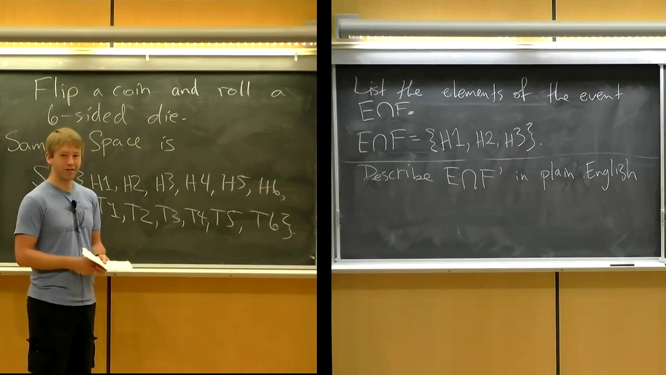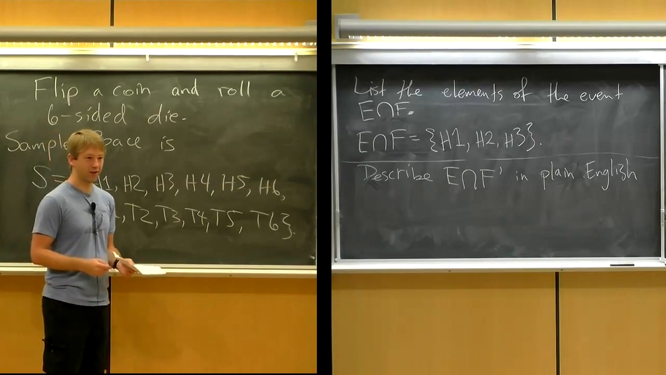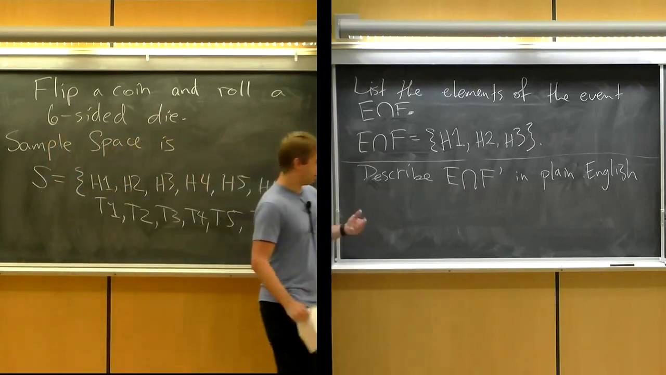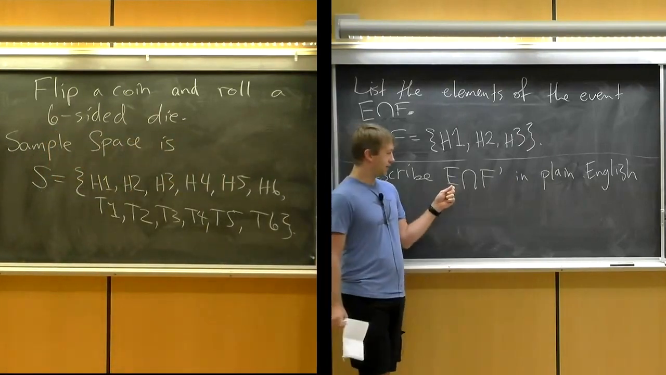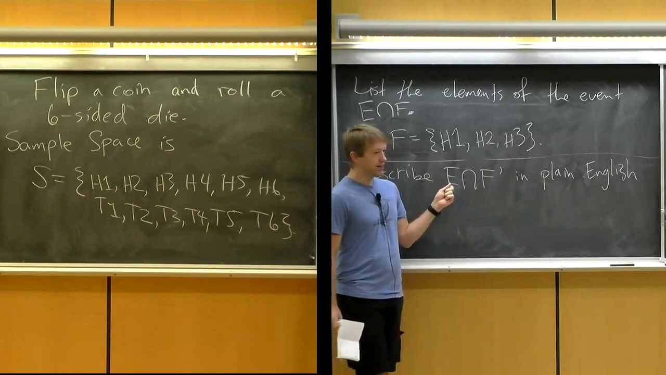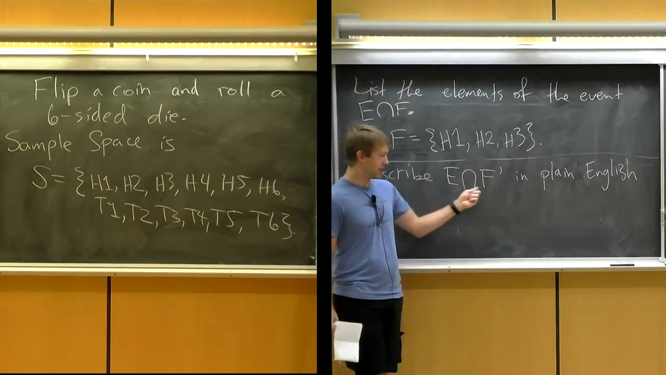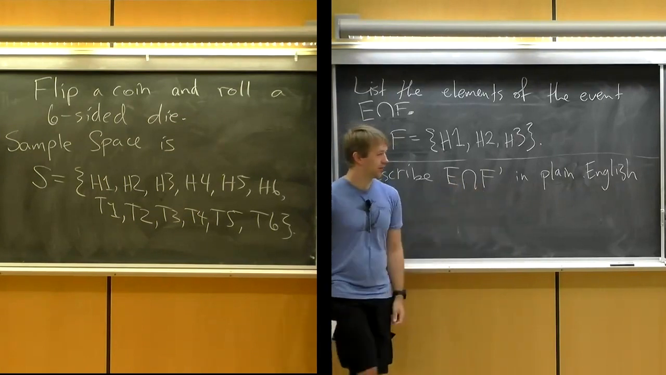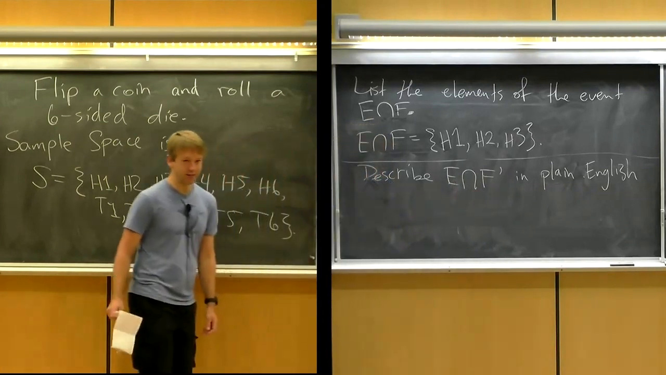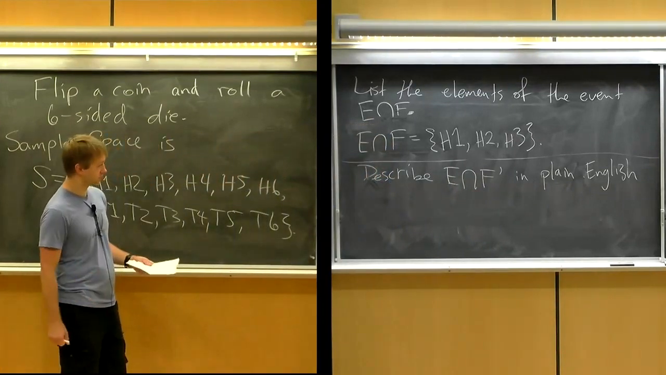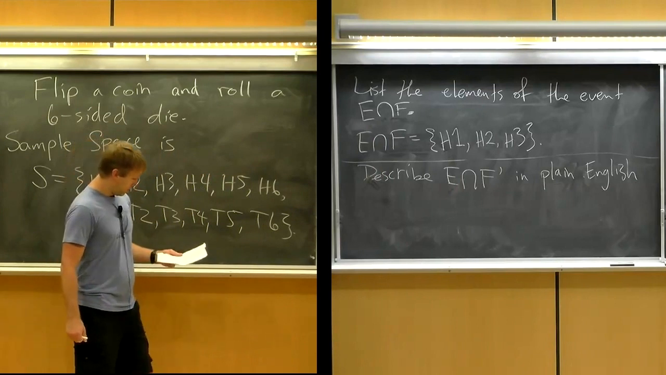Okay, any questions about that? A simple way to say it is: the die roll is at most 3 and the coin flip is not heads. That's probably the easiest way to think of it if you just read this out.